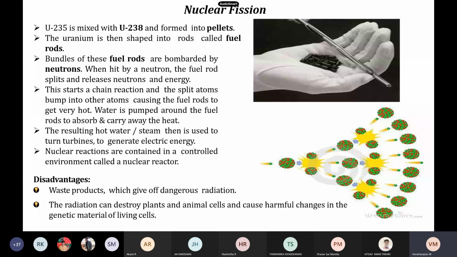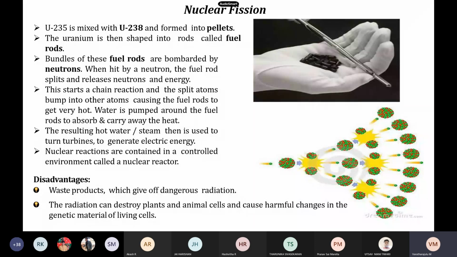This starts a chain reaction, splitting atoms which bump into other atoms, causing the fuel rods to get very hot. Water is pumped around the fuel rods to absorb and carry away the heat, resulting in hot water. Then it is used to turn the turbine in order to get electrical energy. The nuclear reactions are contained in a controlled environment, as we are already aware that it is very harmful, and therefore it has to be in a controlled environment, which is called a nuclear reactor. It has its own disadvantages. At the end, we will discuss these advantages and disadvantages.